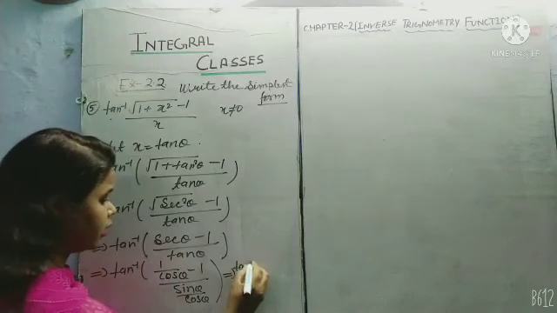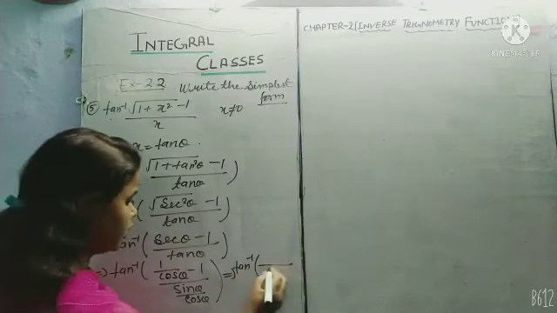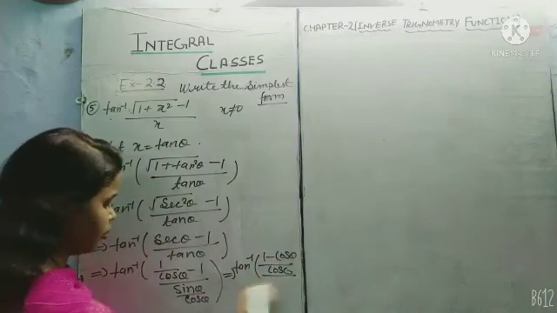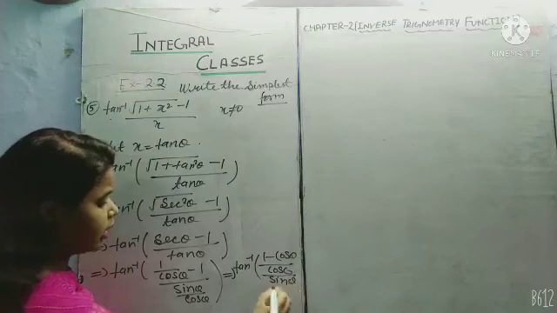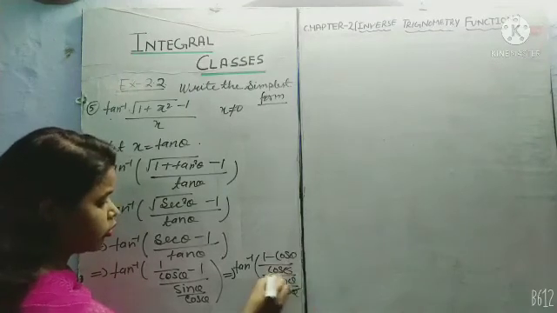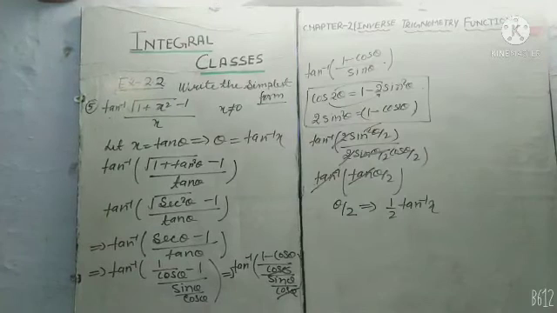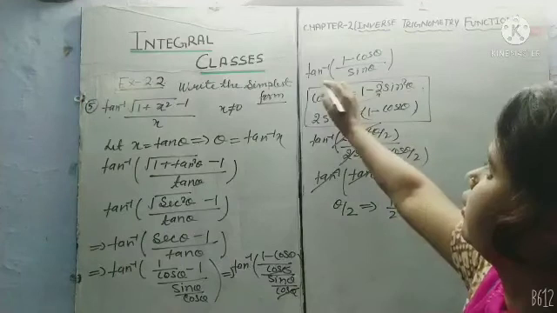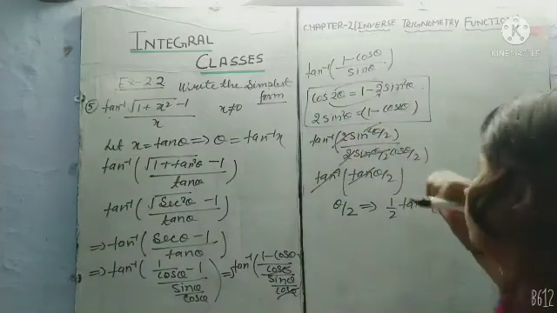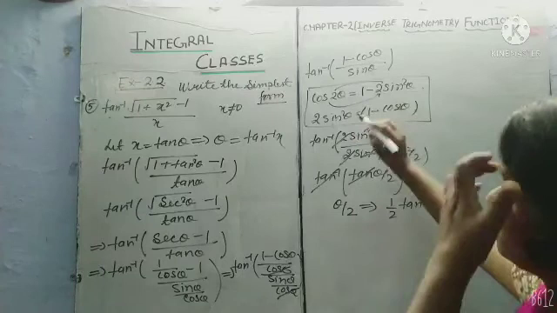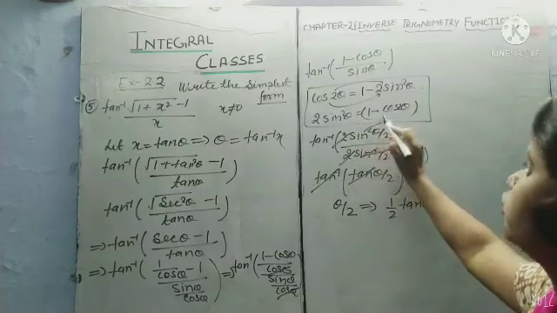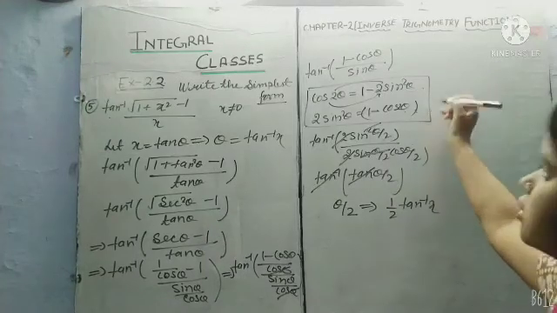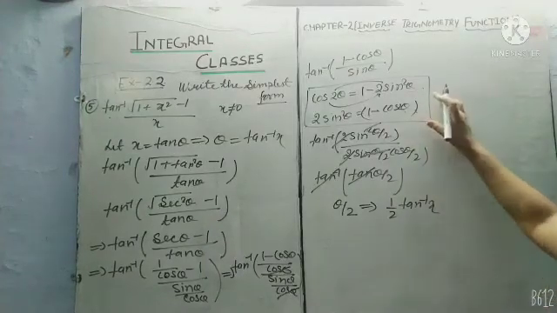Now we will take the LCM cos theta, so 1 minus cos theta upon sin theta upon cos theta. Cos theta is cancelled here. Yes. Then after cancelling cos theta, we get tan inverse (1 minus cos theta upon sin theta). So student, we will use this formula here. We know that 2 sin square theta by 2 is equal to 1 minus cos theta. This formula we have learned in our 11th class. So I hope you know this formula.